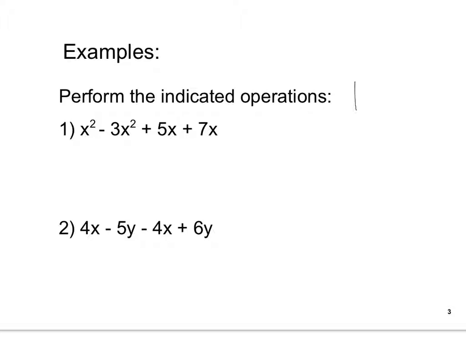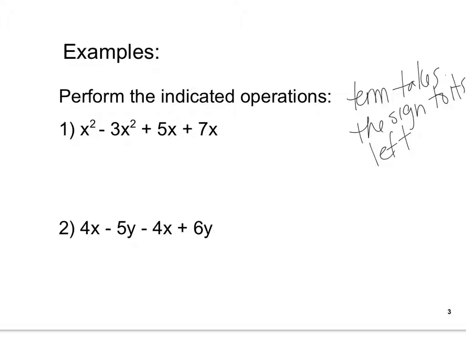Just be aware that the term takes the sign to the left of it. To its left, to its left. Okay, so if I circle the like term, so this one is x squared, it takes the sign in front. In this case, the sign in front is a positive, is a plus. This is the same, it's got x squared, so it's the same term. It takes the negative 3. Okay, and then this one, the x's are the same here and here, so these are like terms, and this one gets a positive, and that one gets a positive.